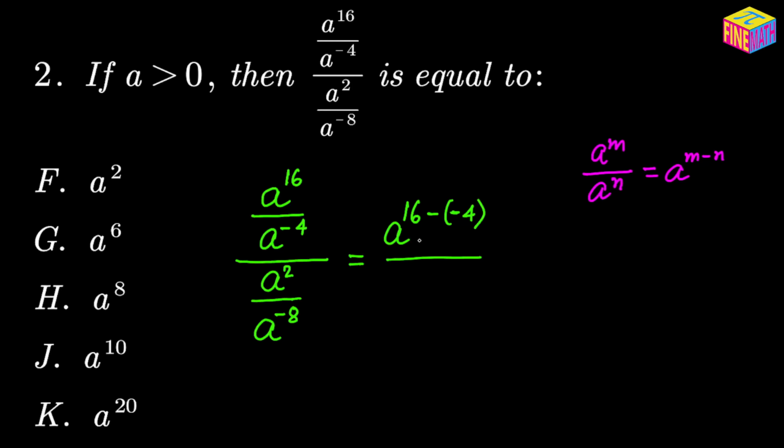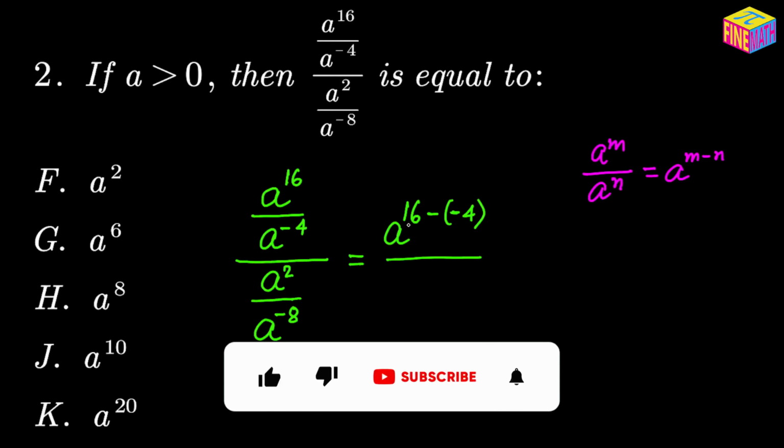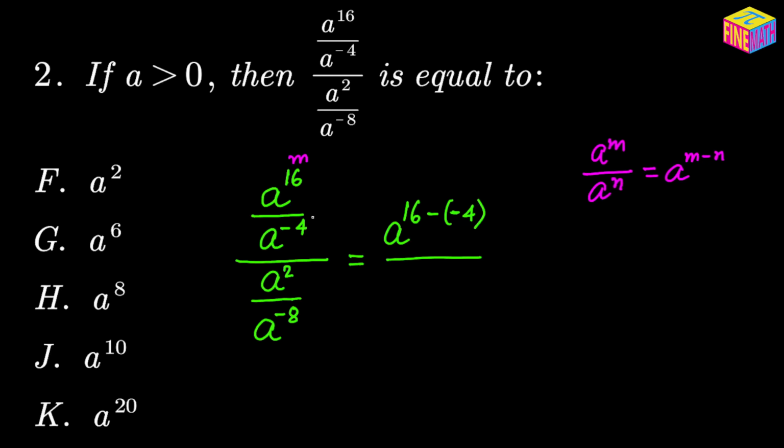So I have written it as a to the power 16 minus negative 4, because in this case m is 16. You can imagine this 16 as m, and if you imagine this as n, then n is actually negative 4. And then down below in the denominator, what do we have? We have a squared divided by a to the power negative 8. So can we write it as a to the power 2 minus negative 8?